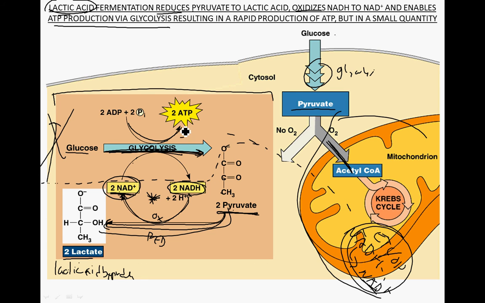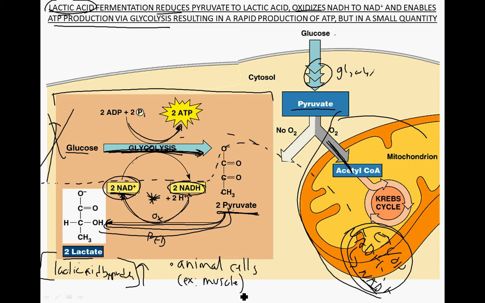Here's glycolysis, ATP production, resulting in a rapid production of ATP, but in a small quantity. So the price you pay is that lactic acid concentrations begin to build up, right? The cell is not, quote unquote, trying to make lactic acid. It's trying to, quote unquote, make this NAD+ here to keep glycolysis running. So organisms that do this, lactic acid fermentation, would be things like animals, right? Animal cells, for example, your muscle cells.